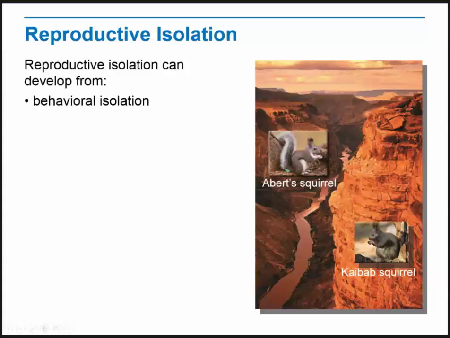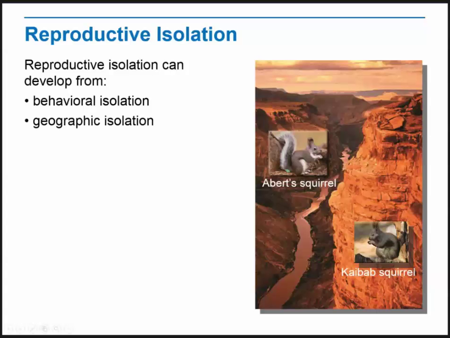If two populations that were once able to interbreed evolve differences in courtship rituals or other behaviors, behavioral isolation can occur. For example, eastern and western meadowlarks are similar birds whose habitats overlap. But members of the two species will not mate with each other, partly because they use different songs to attract mates. Eastern meadowlarks don't respond to a western meadowlark song, and vice versa.